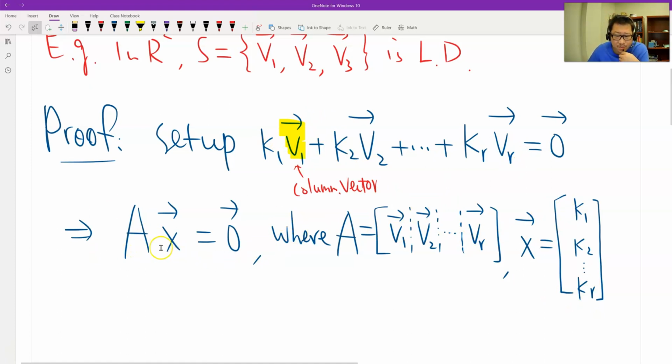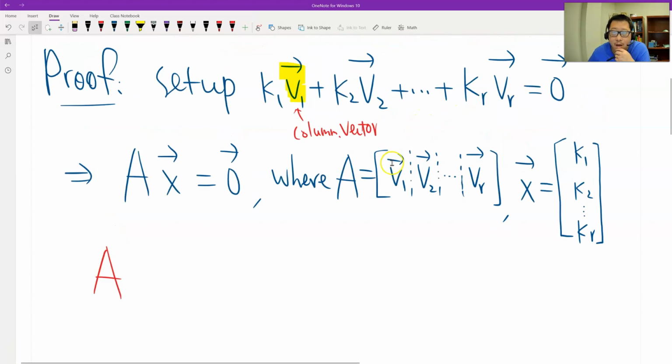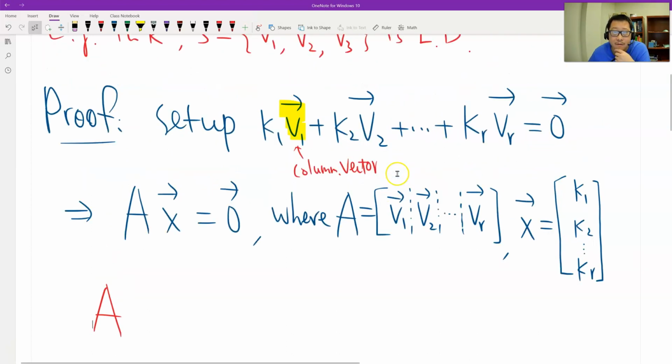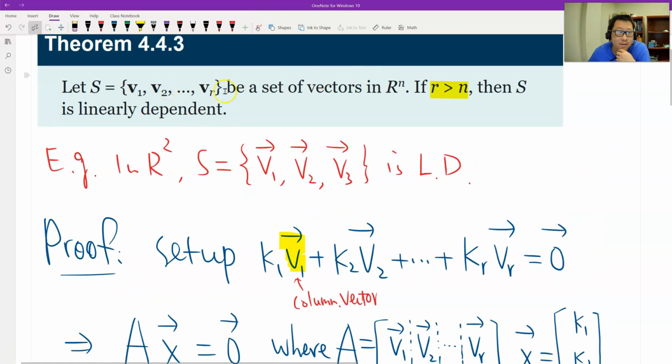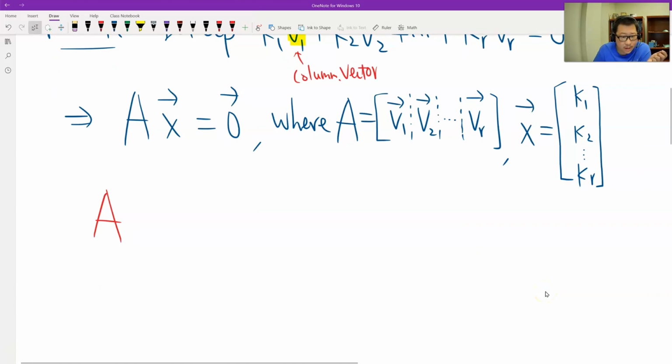Then how do we solve this? We only need to look at the size of the system. So how big is A? We have r columns, right? How many rows does A have? We need to look at the dimension of the vector v. v belongs to n-space, so this is n rows and r columns. Good, we get the size. So A is n by r. That's super important.